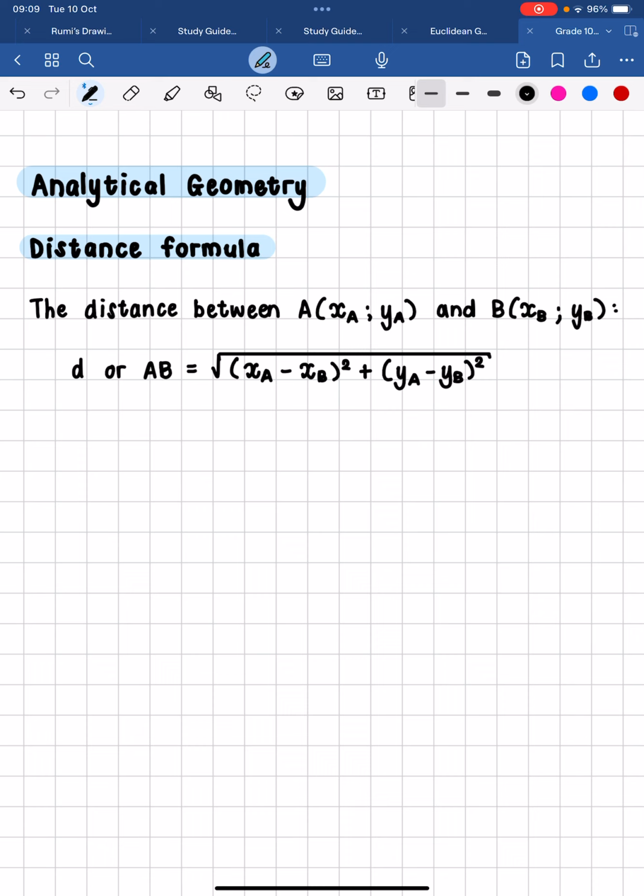If you want to, you can swap the coordinates around. So you can start with the x value of B minus the x value of A, but then you must do the same with the y values as well. So I'm going to write here, that will also be equal to, it will give you the same answer if you're starting with the coordinates of B first.